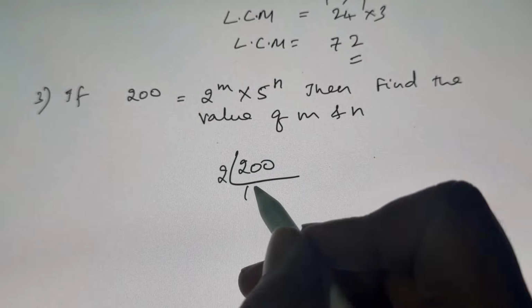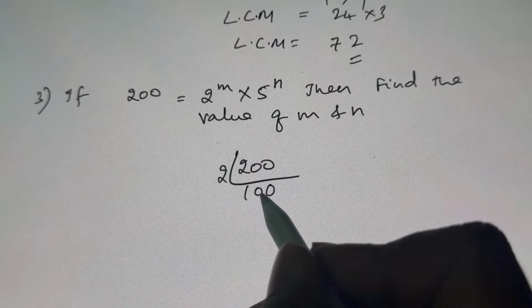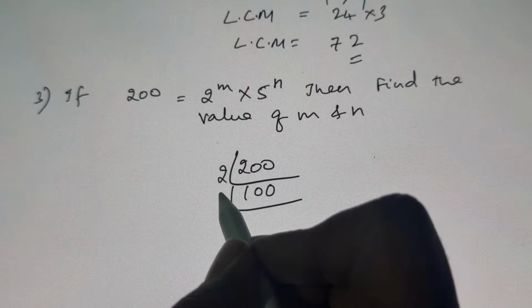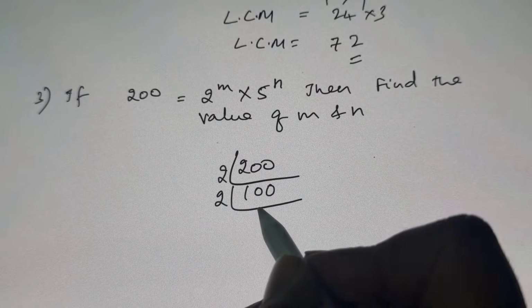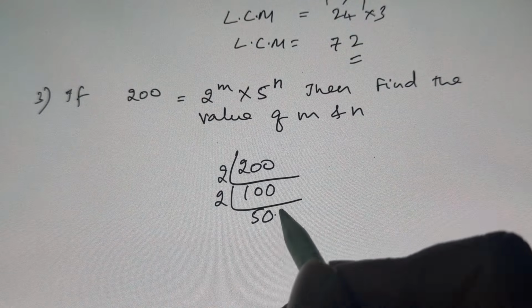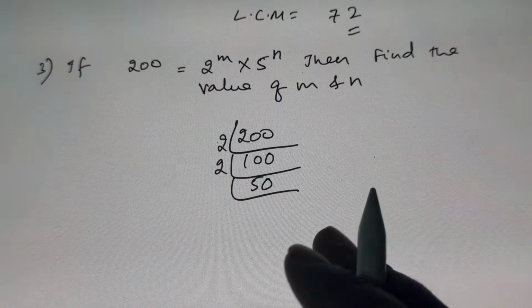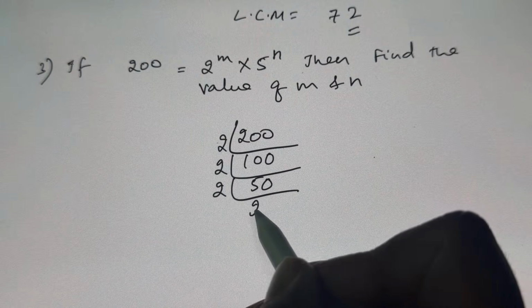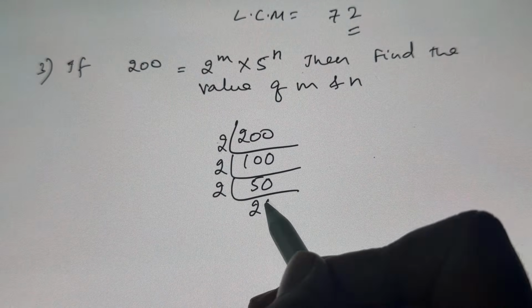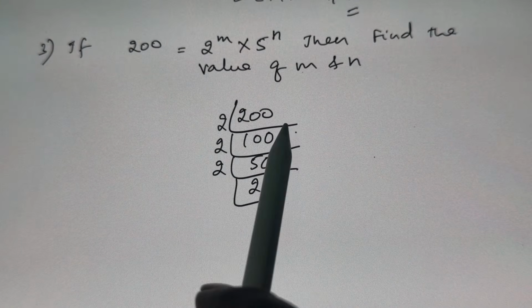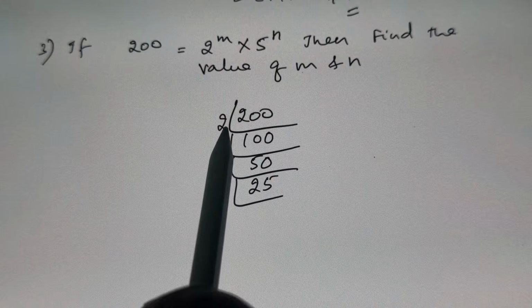So 2 ones are 2, 0, 0. 2 into 100 is 200. Now we can again divide it by 2. 2 fives are 10, so we can put the 0 here. So 2 fifties are 100. Again you can divide by 2. 2 twos are 4. 1 carry, 2 fives are 10. So we have divided 200 by 2 three times.